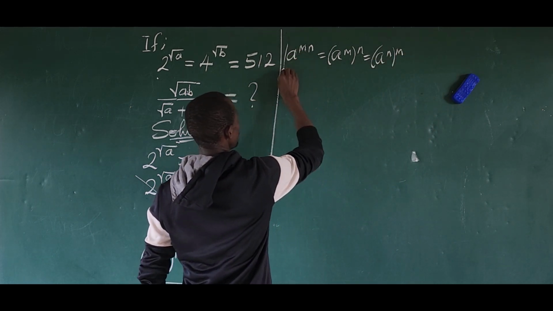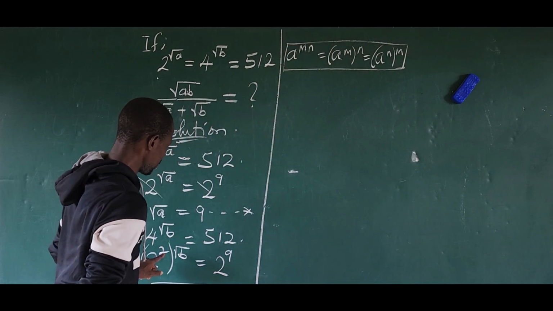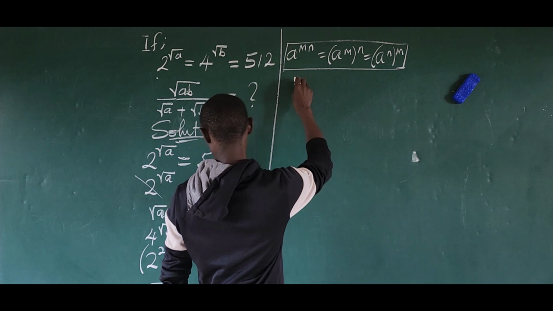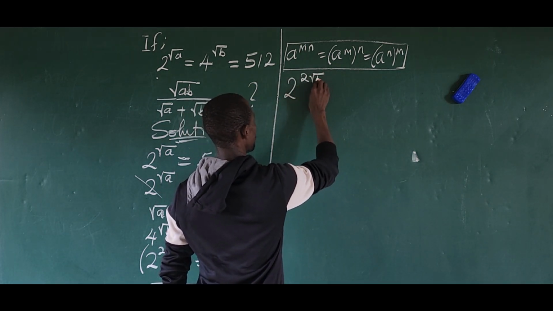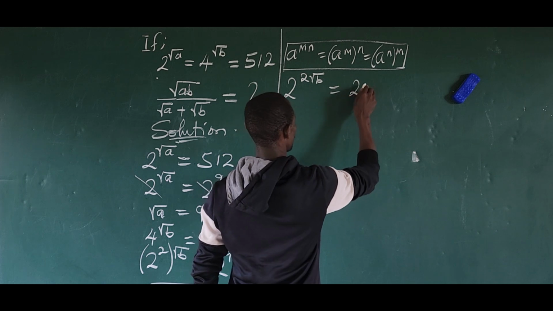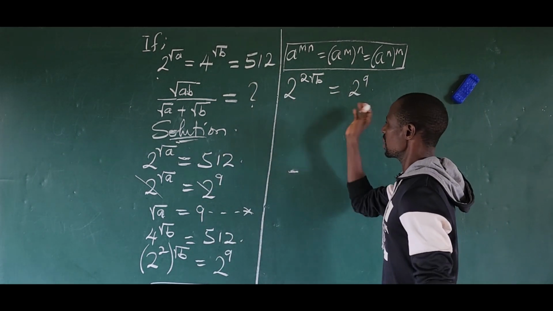Okay, so with this law we have in here, what we can do here is easy. We can use this to multiply this. So this is going to give us 2 to the power of 2 root B, which is equal to 2 to the power of 9. Easy. So the base numbers are the same.